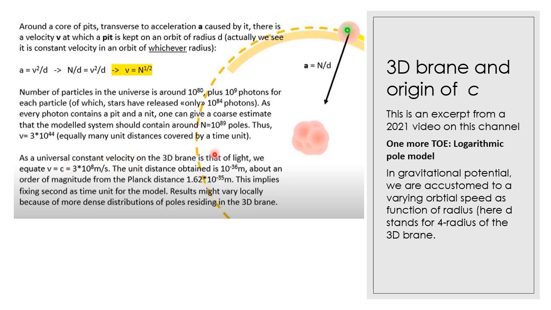Now the tricky thing that it might be difficult to understand. So if we think that the universal constant velocity on this 3D brane is that of light, then we equate that v is equal to c, that is 300,000 kilometers per second. And based on that, we think that, okay, we have this many steps, unit distances, that are covered in one time step. And since in our physical universe we use meters per second, we can equate that the unit distance that is valid for exactly a second as a time unit is 10 to the minus 36 meters.